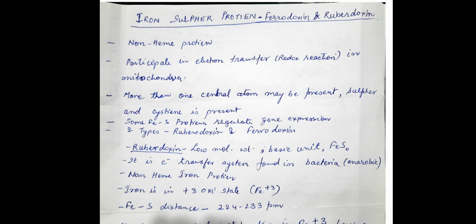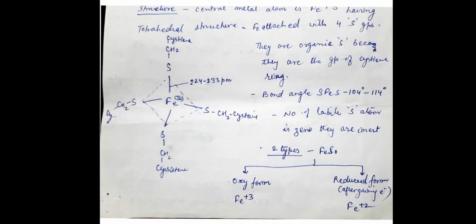Now, the FeS distance. What is the FeS distance? The bond length of iron and sulfur. It varies from 224 to 233 pm. This is the structure, next slide. This is the structure of iron sulfur. This is a tetrahedral type of structure. Iron is present in the center of the tetrahedron. The central metal ion is Fe+3 having a tetrahedral structure. Iron is attached with 4 sulfur groups.